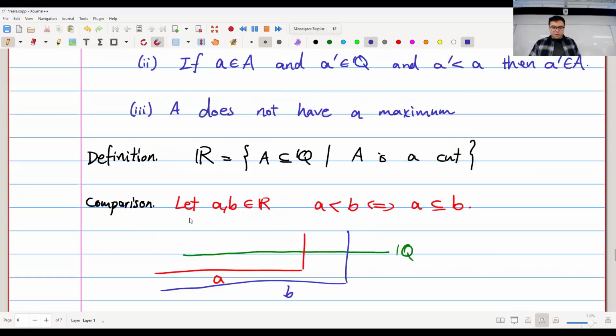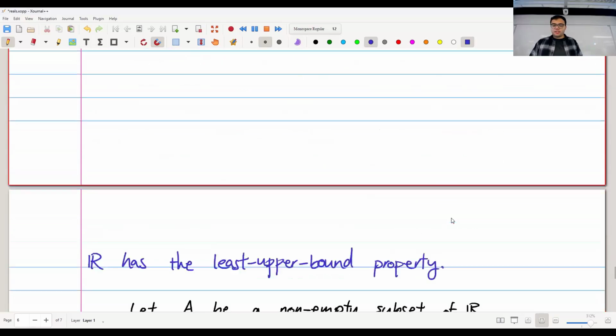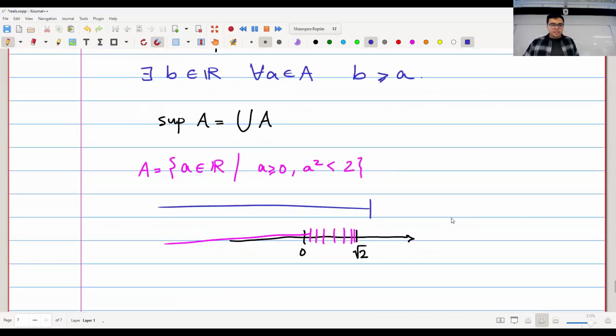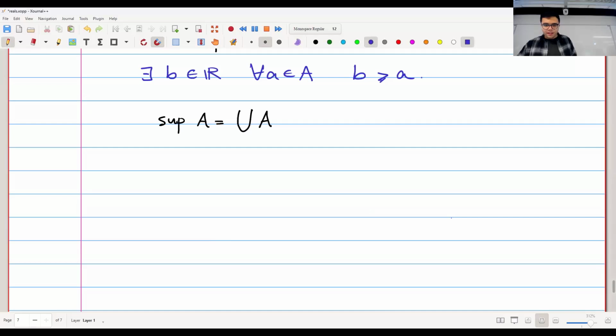So when I was doing order here, I was saying a is less than b as a real number if a is a subset of b when you look at them as cuts. Okay, so this is exactly what I'm trying to say here. So I want to say that supremum of A is the union of all the cuts in A. Well, first of all, I have to say that this union of all the cuts in A is an upper bound on A. So let S be the union of all the cuts in A.